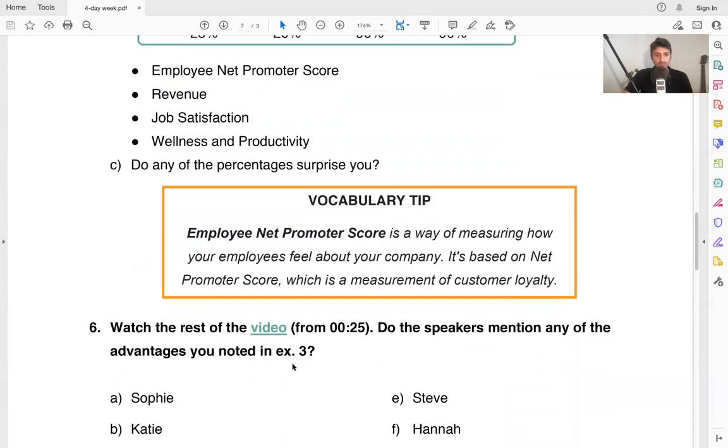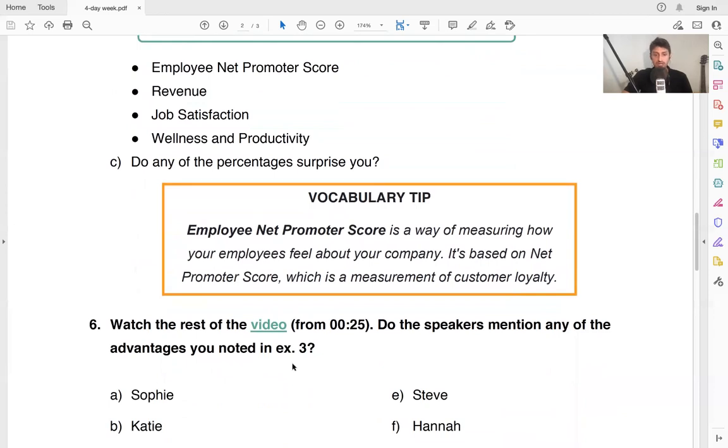I'm going to go deeper into the employee net promoter score. The employee net promoter score is a way of measuring how your employees feel about your company. So it's very, very important. It's kind of like the promoter. They speak well about the company. They promote the company. If the employees of a company say, wow, my company is amazing, I love my company, I love the place where I work, well, that means the employee net promoter score is very high.